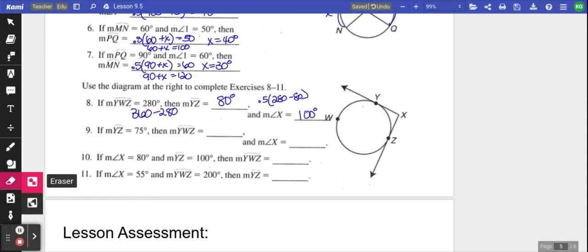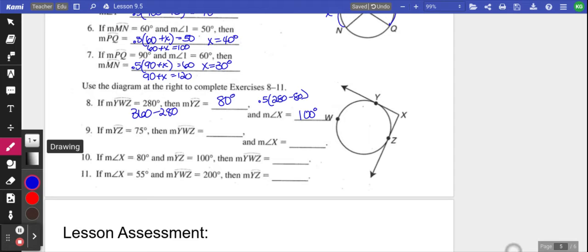And next one, if YZ is 75 and WYZ must be 360 minus 75, 285. And then angle X would be half of their differences. So half of 285 minus 75 is 105.